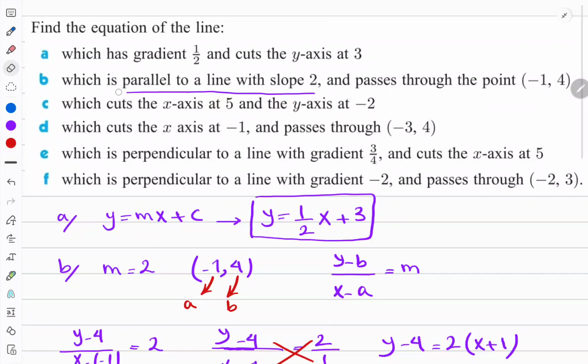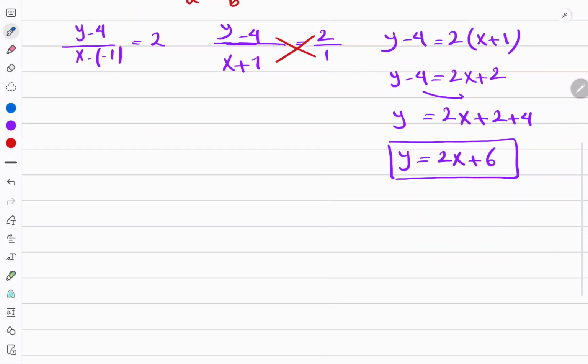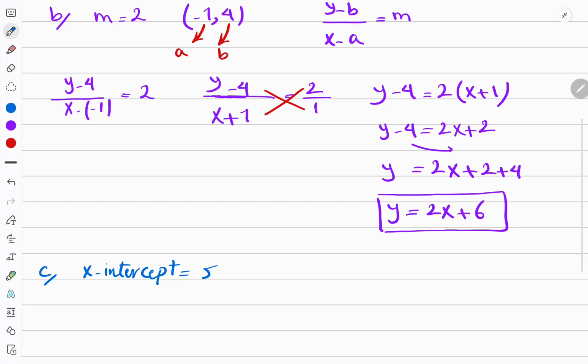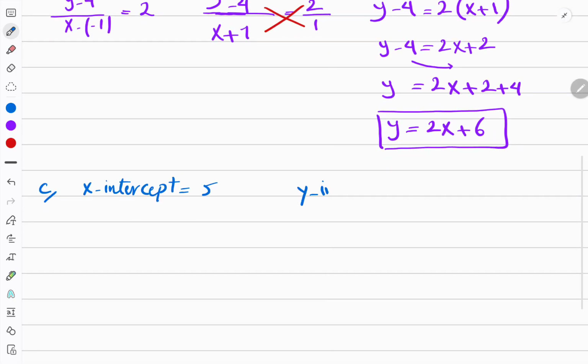Okay, and now go for part C. We are going to write the equation of the line which cuts the x-axis at 5, so this is the x-intercept, and the y-axis at -2, so this is the y-intercept. So we know that x-intercept is 5, yes, and the y-intercept is 2.